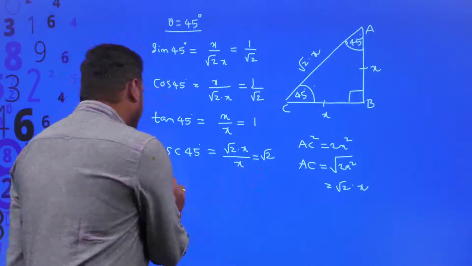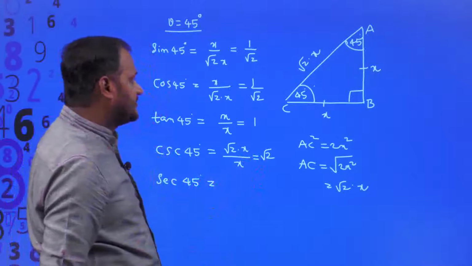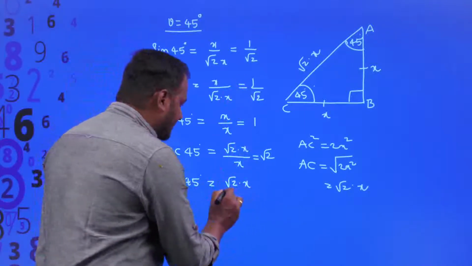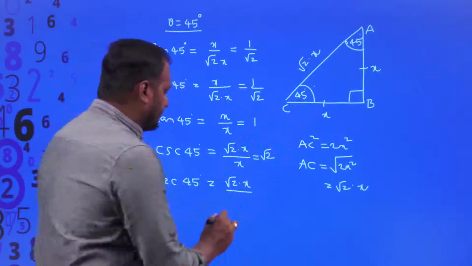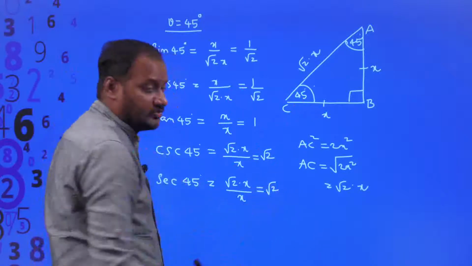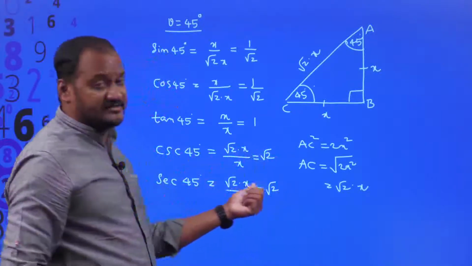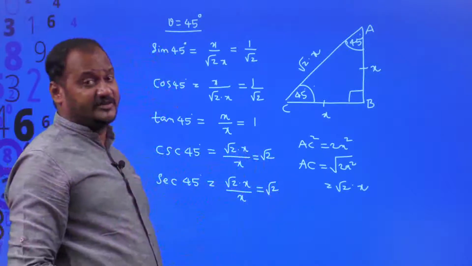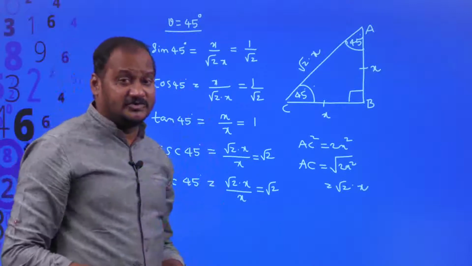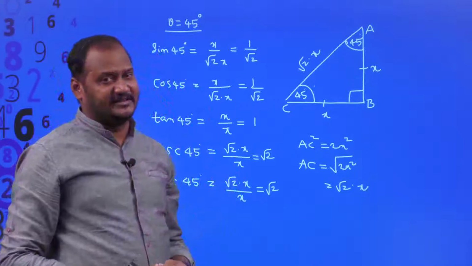And coming to the next trigonometric ratio, that is secant. Secant 45 degrees is equal to the hypotenuse, root 2 times x, divided by the side adjacent to 45, that is x. So x and x cancel, again you get root 2. Again you see here cosecant 45 is root 2, secant 45 is also equal to root 2. So what can you infer about cosecant and secant? Yes, same as sin and cos. If cosecant theta is equal to secant theta, then theta is equal to 45 degrees, right?